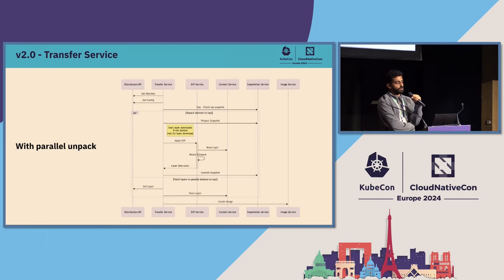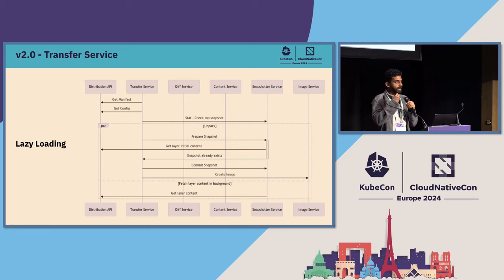Now let's see how the transfer service works with a parallel unpack model. It's the same pool, but here, after getting the manifest and then the config, we now know which snapshot we need. Based on that snapshot, we can fetch the layers and apply the diff and do these steps in parallel. So we don't have to wait for all the layers to be completely fetched; we can do the operations in parallel, commit the snapshot, and then finally create the image. This is much more performant.